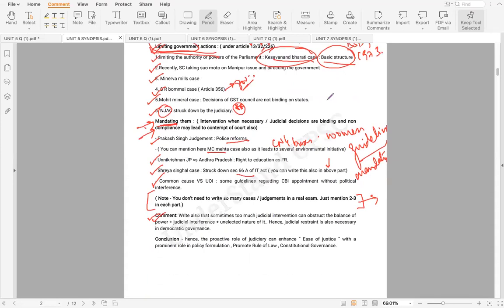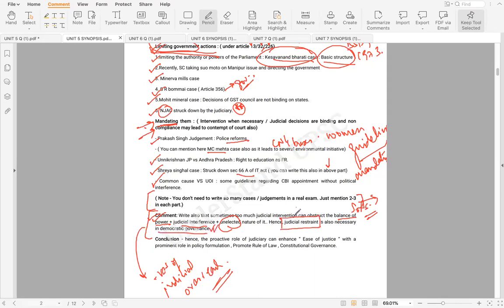So in that manner, you can also talk about something extra, which is write down that sometimes too much judicial intervention can obstruct the balance of power, also separation of powers, which is also a mandate of the rule of law, judicial interference, unelected nature of it. So to basically write down the negatives of judicial overreach, right? And because it's a 10 markers, you just have to write it down in 1.1 line, try to include all of it. Hence, judicial restraint is also necessary in democratic governance.